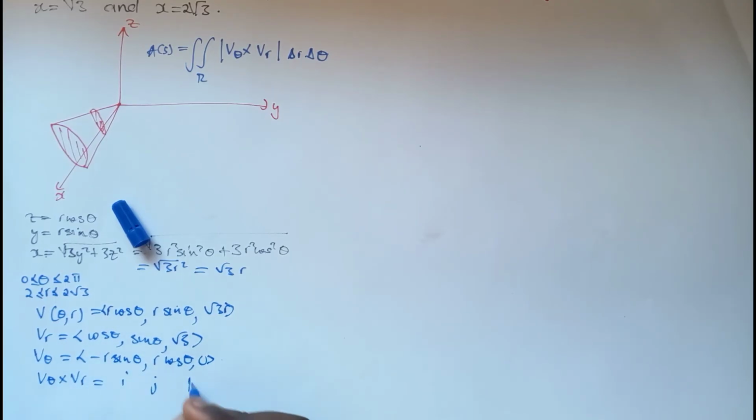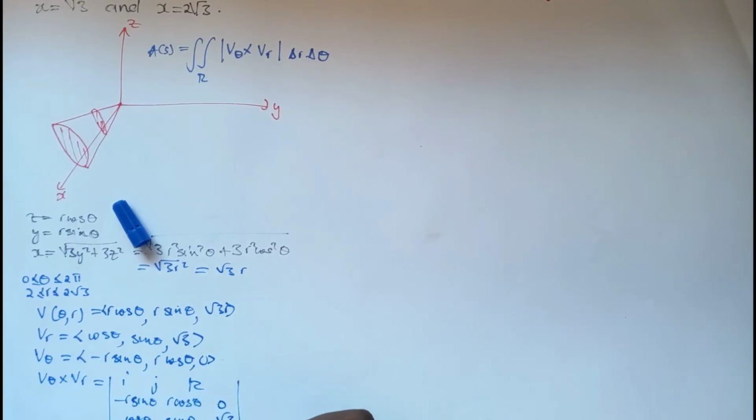To find the cross product, just say i, j, k, and we're going to put negative r sine theta here, r cos theta here, and 0 right here. After that, we're going to put cos theta here, sine theta here, and root 3. Okay, something like this. Now let's evaluate.